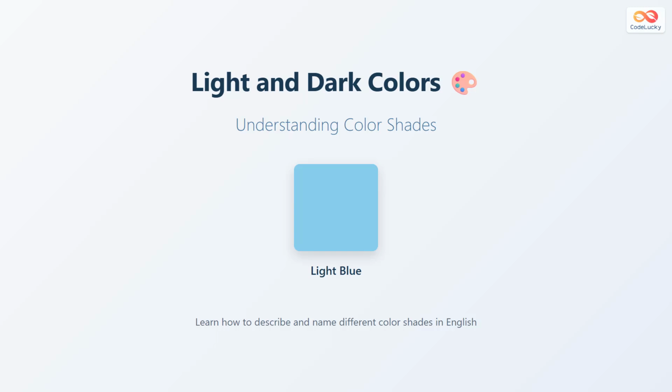Welcome to this lesson on light and dark colors. In this video, we will explore how colors can be lighter or darker and how we describe these different shades in English. Understanding light and dark colors is an important part of learning color vocabulary. Let's begin by understanding what makes a color light or dark.